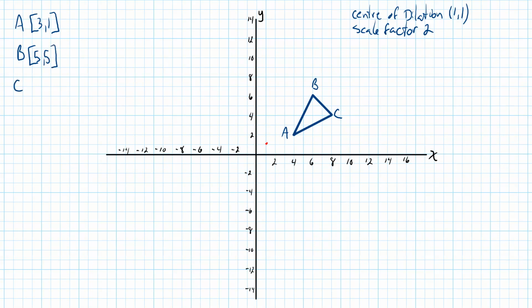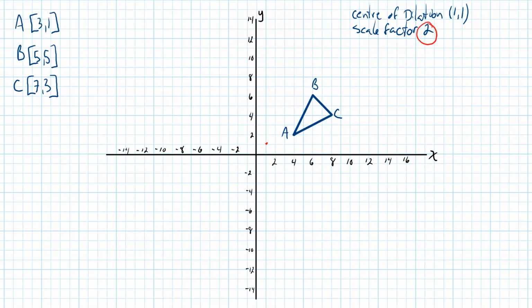And similarly with C, to go from the center of dilation to C, that's the vector we're looking for. So that says we're going over 7 more, so we're going from 1 to 8, which is 7, and then from 1 up to 4, which is 3. So the vector that gets us from the center of dilation to C is (7, 3).